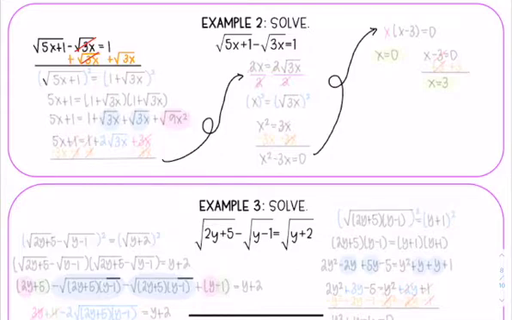So we have the square root of 5x plus 1 equals 1 plus the square root of 3x. To undo our square root on the left-hand side, we are going to square both sides. And so on the left, the square and the square root cancel, and we're just left with 5x plus 1. And on the right, we want to write this twice so that we can FOIL it.